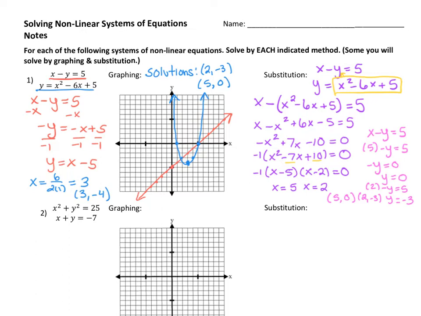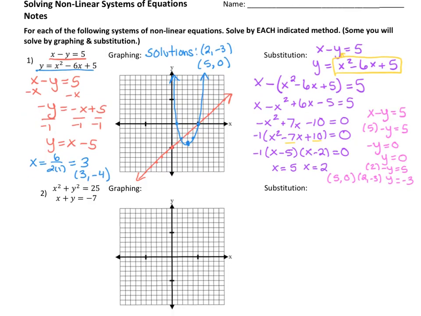So now, I would like you to pause the video and graph the two equations that are in number 2. Remember, the first equation is a circle. The second equation is a line. So go ahead and graph the two equations in number 2 and play the video once you're done.